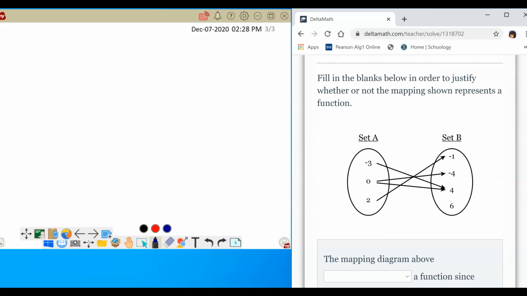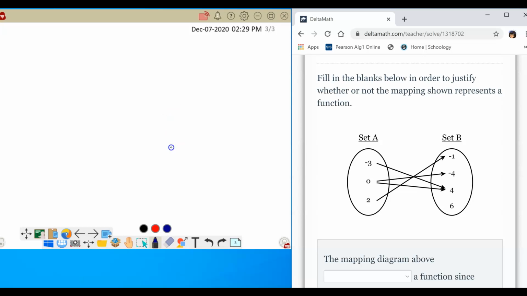So let's take a look at this. And I'm not going to bother with the verbiage. So we have -3 that wants to be 4. We have 0 that maps to 4. But look, 0 wants to also map to -4. You are not allowed to have this, okay? You can have more than one x mapped to the same number.